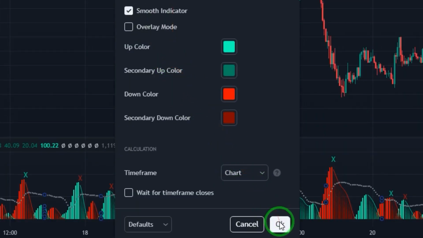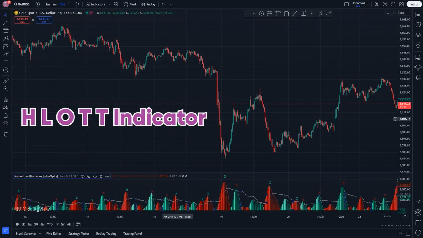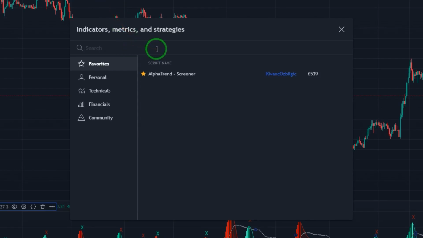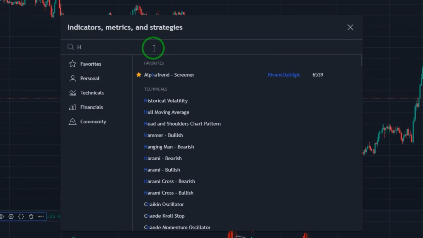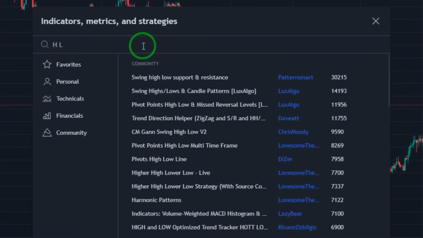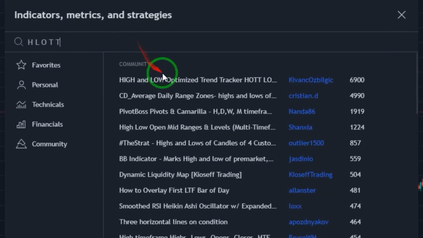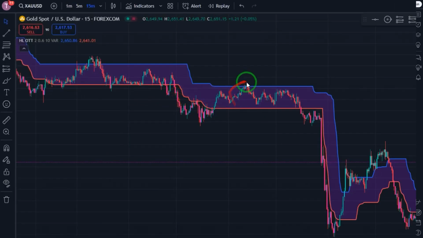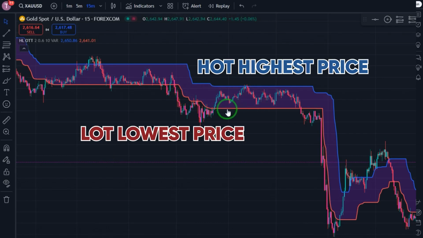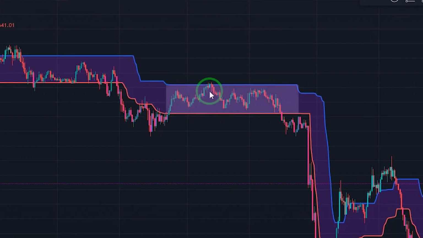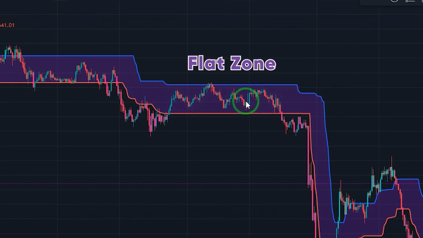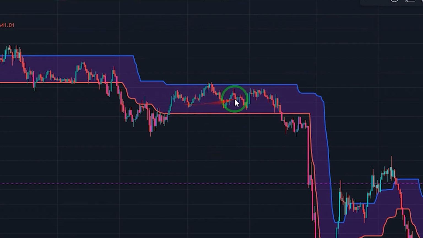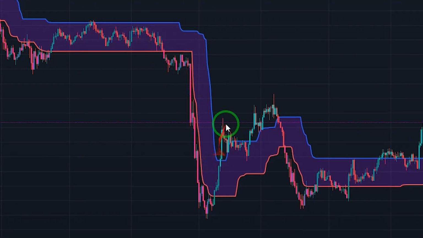To enhance the signals, let's add another tool called the HLOTT indicator. Go back to the indicators section, search for the HLOTT and add it to your chart. This indicator has two lines, HOT highest price and LOT lowest price. The area between these two lines is called the flat zone. When the price is in this zone, it's better to avoid trading. But once the price moves out of this zone, you'll get stronger signals.